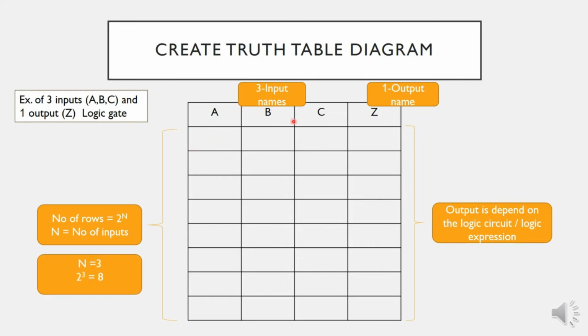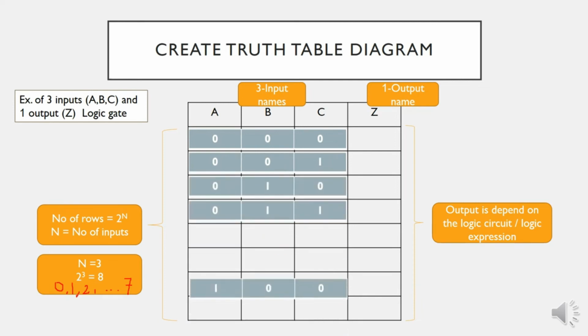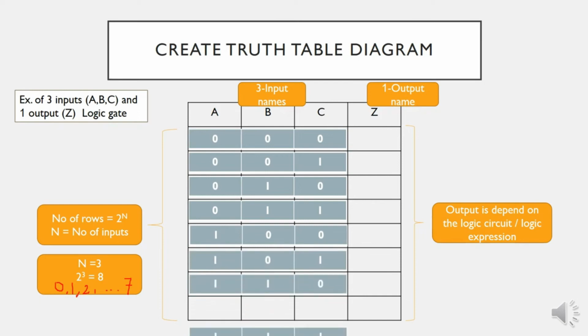Now let's insert the inputs on each of the rows. We start with the combination of the lowest count. The count starts from 0, 1, 2, until 7. In binary, 0 is 0, 0, 0, and next we have 1, 2, 3, 4, 5, 6, and 7.